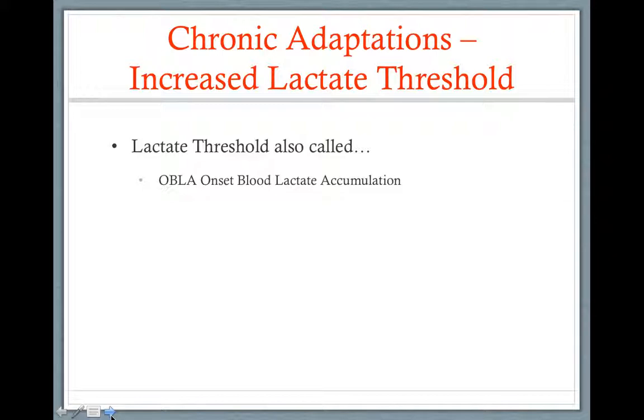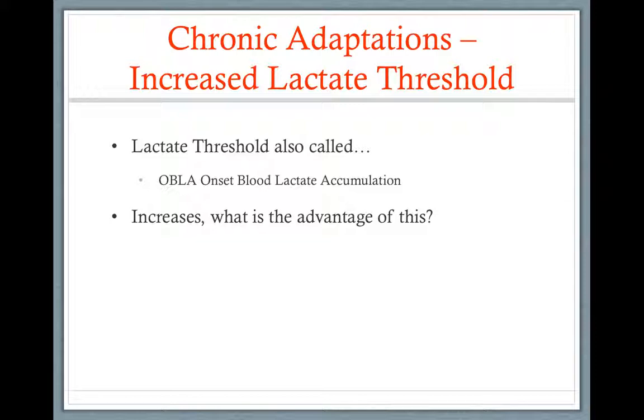Lactic threshold, also called OBLA, onset of blood lactate accumulation. All right? This will increase as a result of chronic training. What's the advantage of this? So remember, lactic threshold or OBLA is the point where lactic acid builds up greater than it can be removed, or the point where your body has to change from working aerobically to anaerobic.